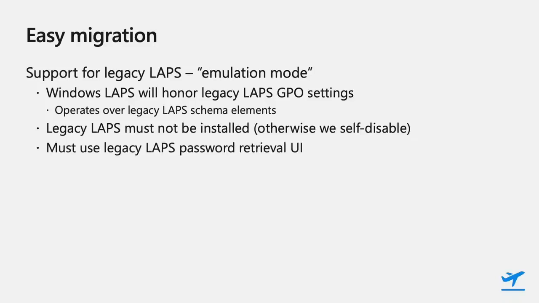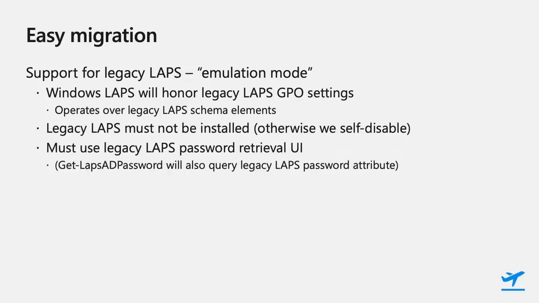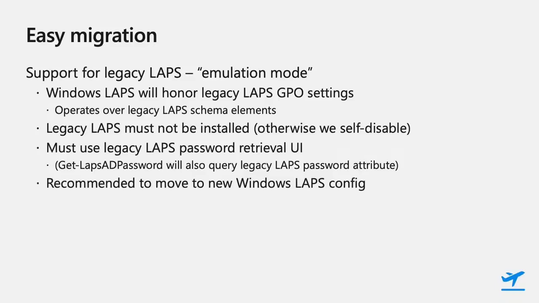There's only limited administrative support built into Windows. We did not include the Legacy Labs password UI, so if you want to use that UI, you can, but you'd still have to install the Legacy Labs software separately. With the limited support, Get-LabsADPassword will query the Legacy Labs password attribute. We really want this emulation mode to be a short-term aid as you're folding this new feature into your deployment or your environment. It's really recommended, though, that you move to the new Windows Labs configuration, especially for the Azure support, or if you're still backing passwords up to on-premises Active Directory, you definitely want to take advantage of the password encryption as soon as you can.